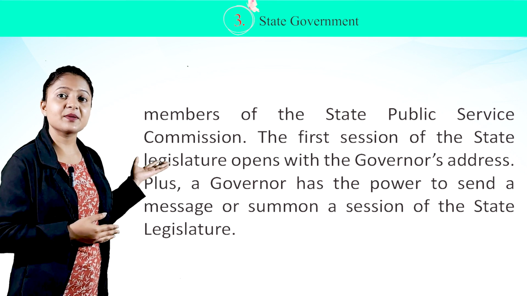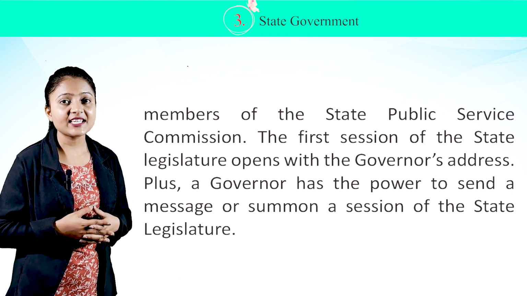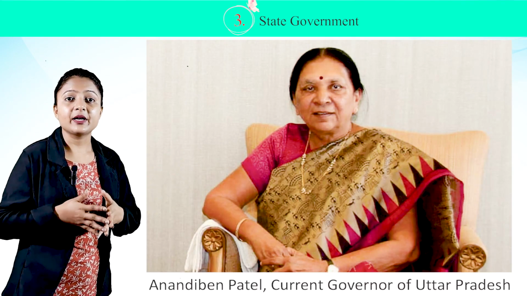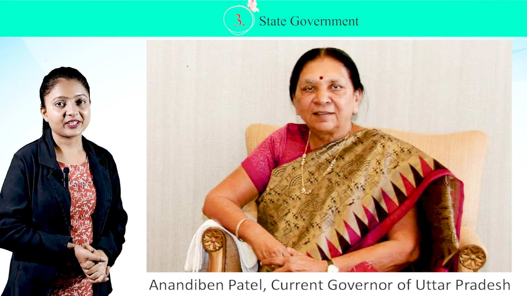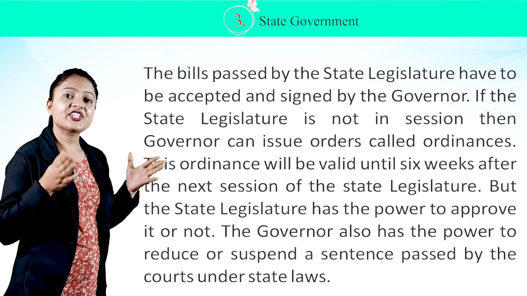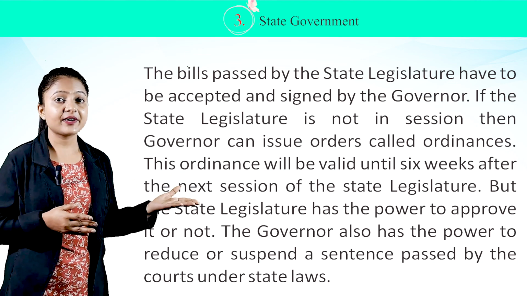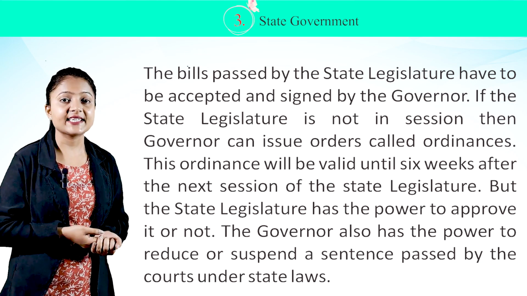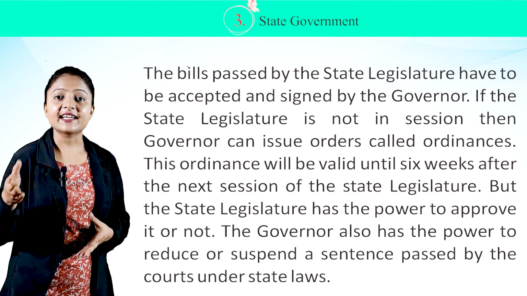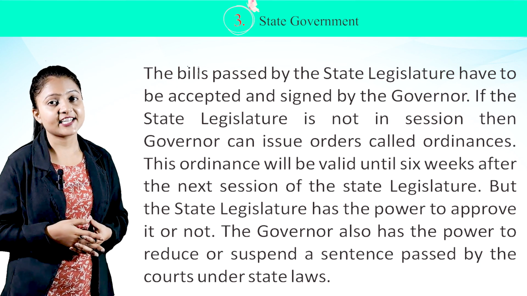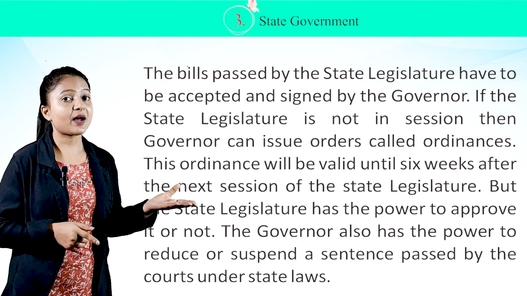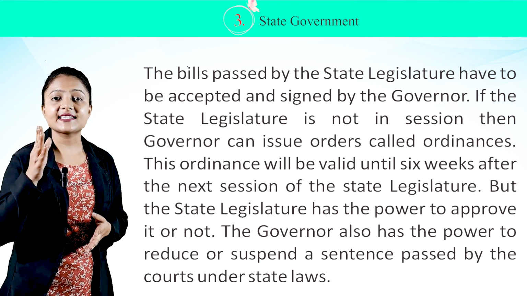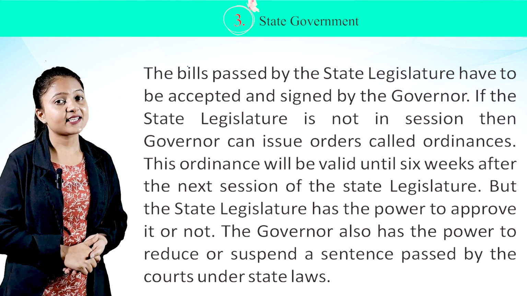Plus, a governor has the power to send a message or summon a session of a state legislature. This is the picture of Anandiben Patel, current governor of Uttar Pradesh. The bills passed by the state legislature have to be accepted and signed by the governor. If the state legislature is not in session, then the governor can issue orders called ordinances. This ordinance will be valid until 6 weeks after the next session of the state legislature, but the state legislature has the power to approve it or not. The governor also has the power to reduce or suspend a sentence passed by the courts under state laws.